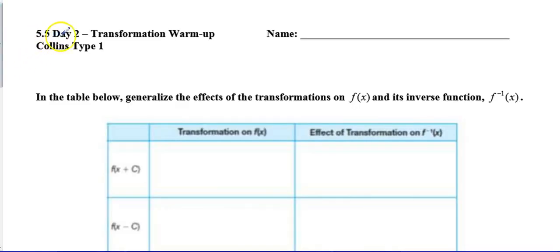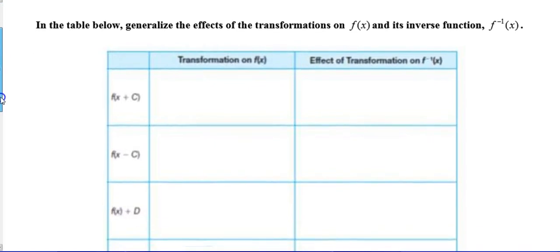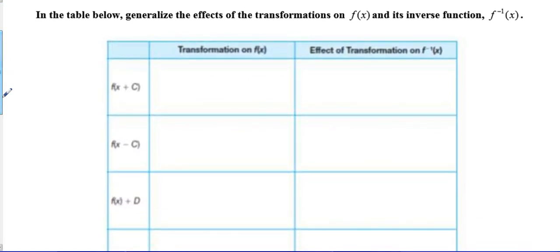It says 5-5 Day 2 Transformation Warm-Up at the top. Let's read the directions together. It says, in the table below, generalize the effects of the transformations on f of x and its inverse function. The -1 there is telling us that we are dealing with the inverse function. We've done transformations before. This idea of transformations is not new.